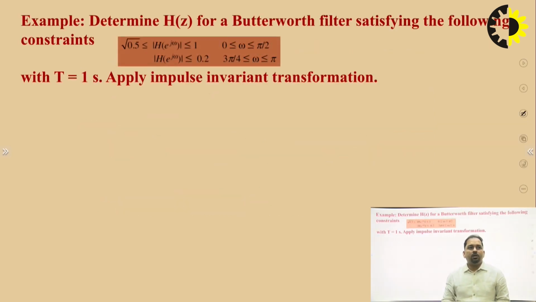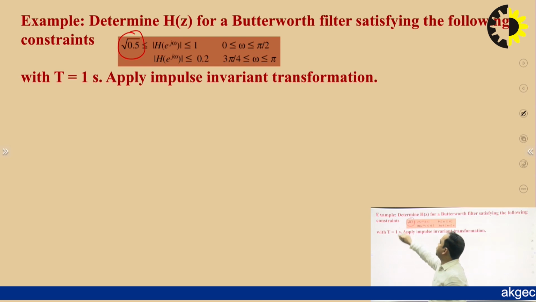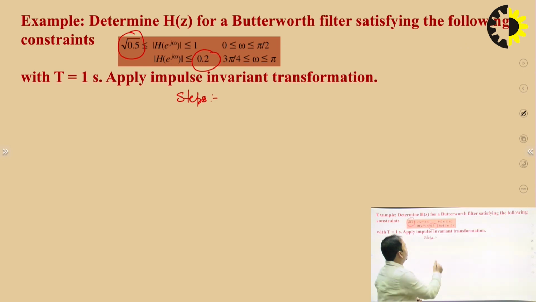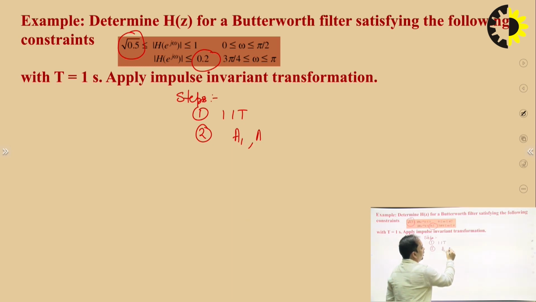Now we have a similar kind of example over here where we have different attenuations, which are under root of 0.5 and 0.2. But here we have to use the impulse invariance transformation technique. So before starting with this, we must pen down the steps behind designing a Butterworth filter. First is the method we need to mention. So the method is IIT, we need to choose. Second step, from these specifications we need to write down A1, A2, omega 1, omega 2.